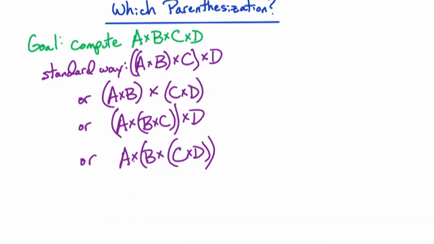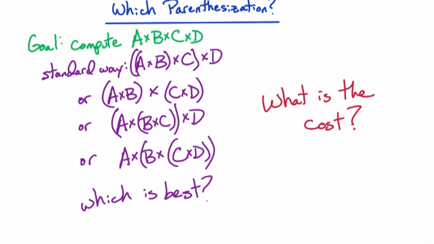Which of these is best? That's what we want to determine. Which is the best, or what is the cost of the optimal parenthesization? Now, in order to figure out which is the most efficient method for computing the product of these matrices, we need to assign a cost for each of these operations. So let's take a look again at matrix multiplication, and then we can figure out a reasonable notion of cost.